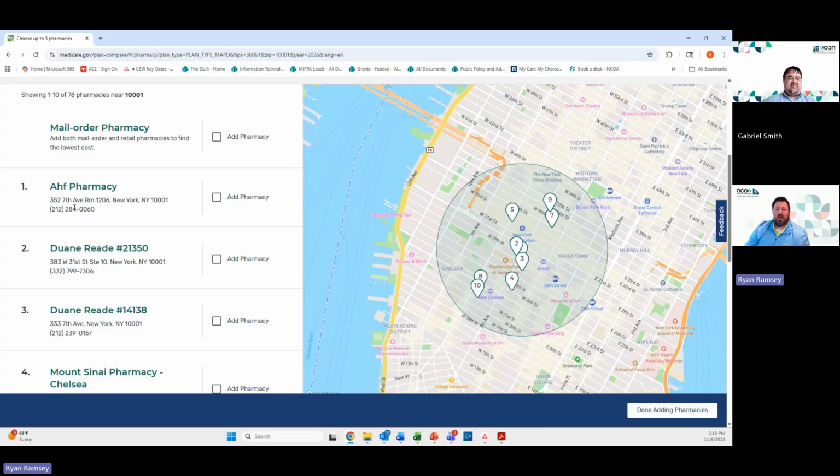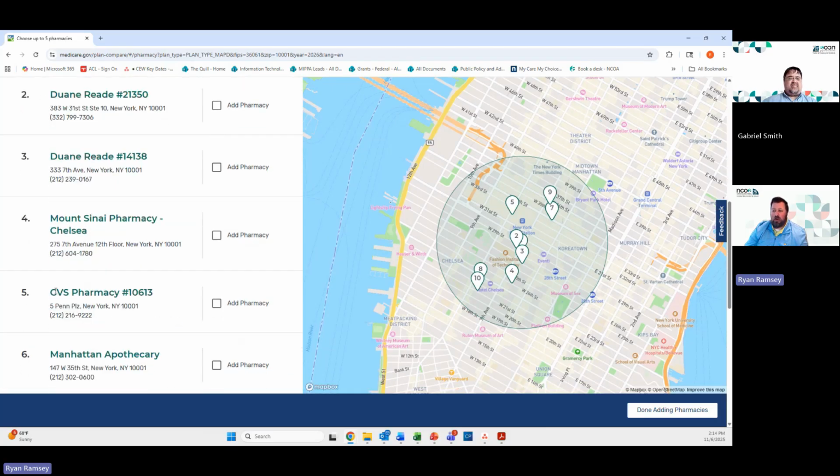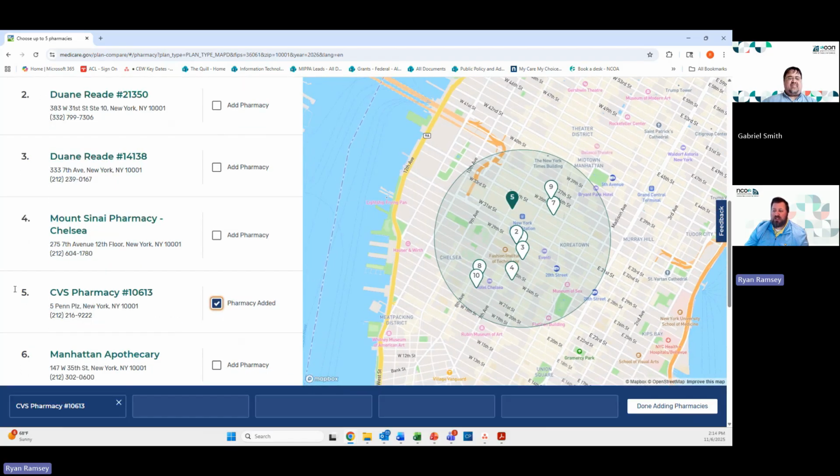So I'm going to just assume that this person is going to the pharmacy within this area that is located closest by distance. If I'm looking for CVS, boom, number 5 right here on the first page, I can find CVS. I'm going to get that added right there. You can confirm by address with them, hey, this is the one I want. If they have the pharmacy number as well, you can also check by that to make sure you've got the correct pharmacy.